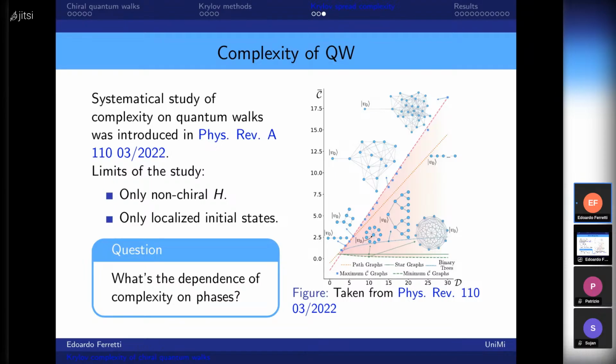The problem is that this work was, of course, a seminal work, so it started simple. It started from real and symmetric Hamiltonians, in particular Hamiltonians that weight each edge with 1. Those are called adjacency matrices, and only this kind of Hamiltonians, which are affected by all the limits we were discussing before, were studied. So the question motivating my thesis is what happens to complexity when phases are considered, so when complex Hamiltonians are brought into the game.